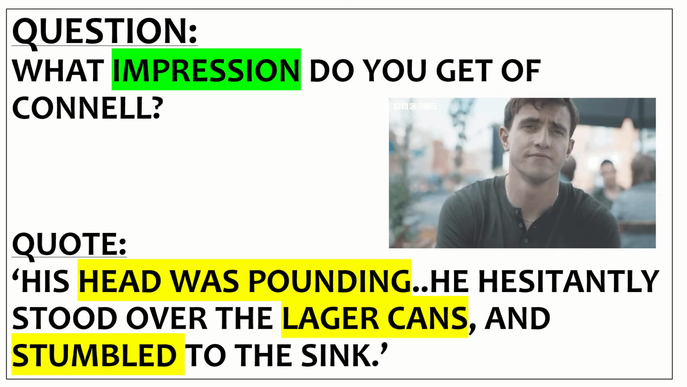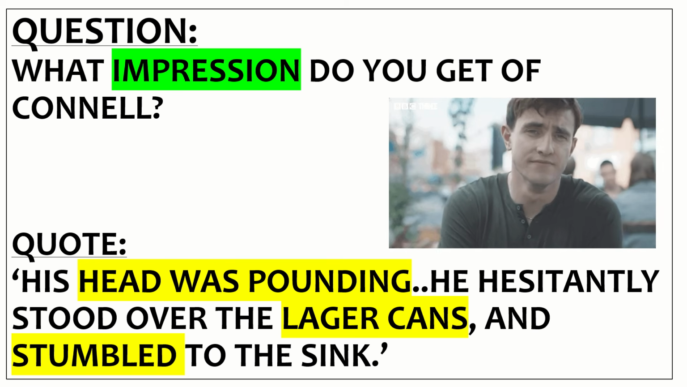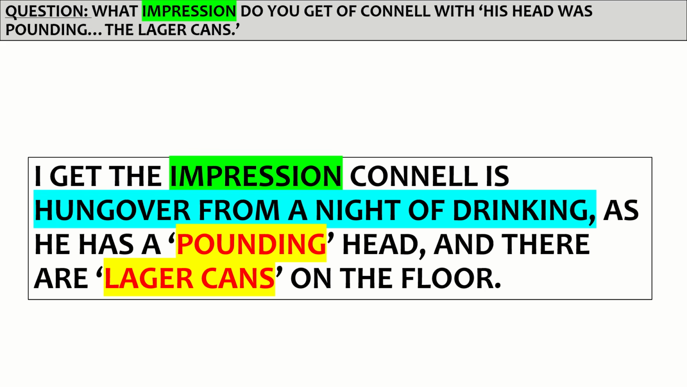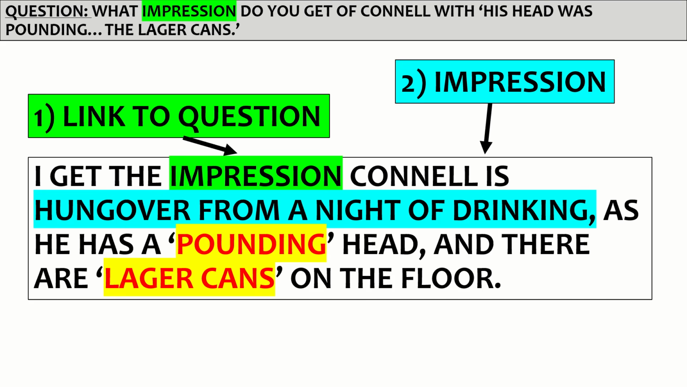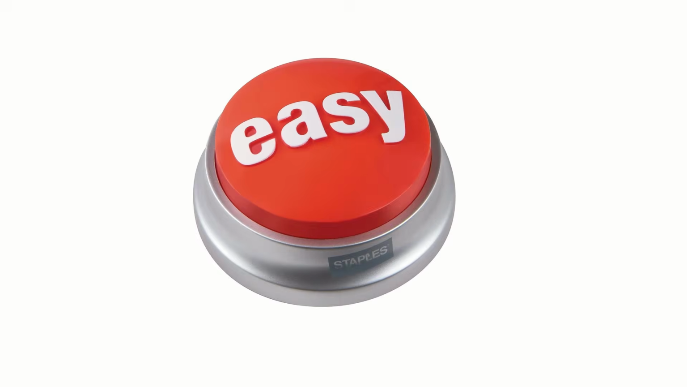Again, if it said his head was pounding, he hesitantly stood over the lager cans and stumbled to the sink, all of those quotes are probably giving me the impression that Connell was maybe hungover from drinking. So there you go. I get the impression Connell is hungover from a night of drinking. I've got my green, which is my link to my question. Then I've got my impression about Connell, and then I've got the quotes to back it up. I always need the quotes to back it up, otherwise I won't get the mark.